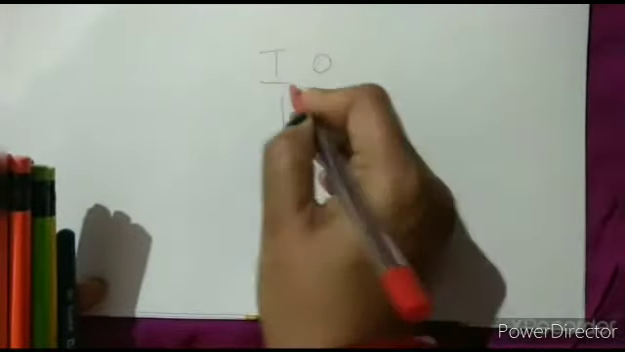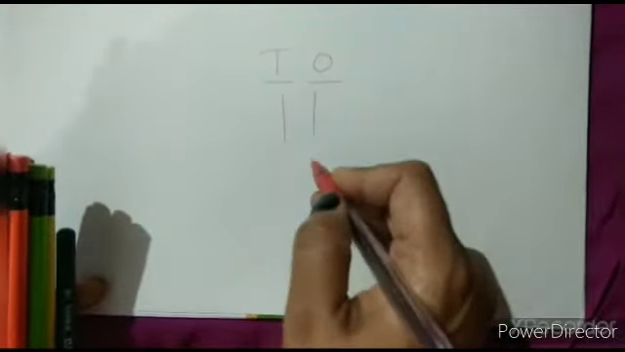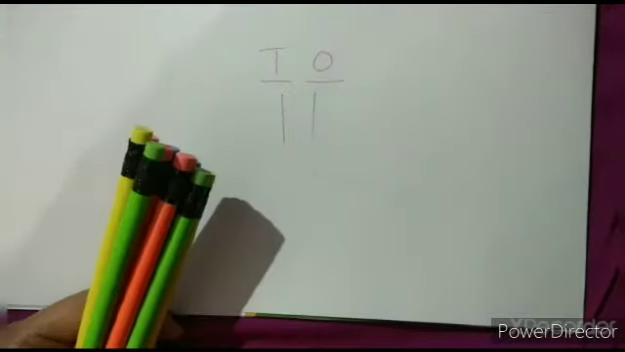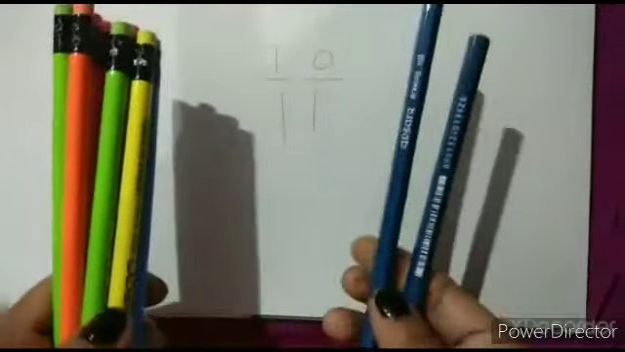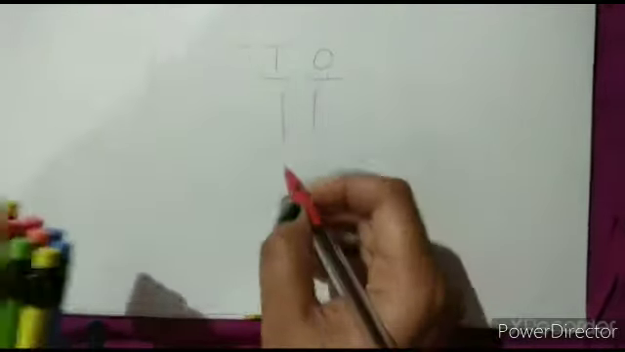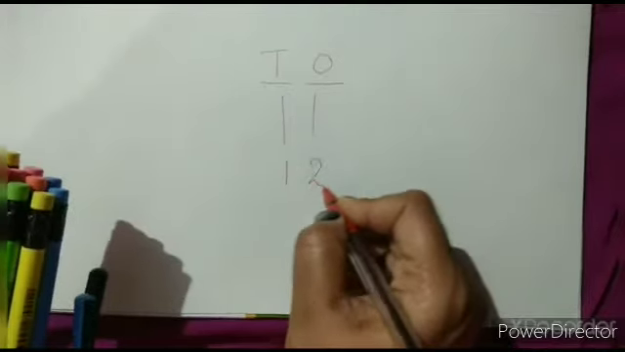Now, 1 ten and 1 one is equal to 11. Okay? 1 ten and 2 ones is equal to 12. We have to write like this.